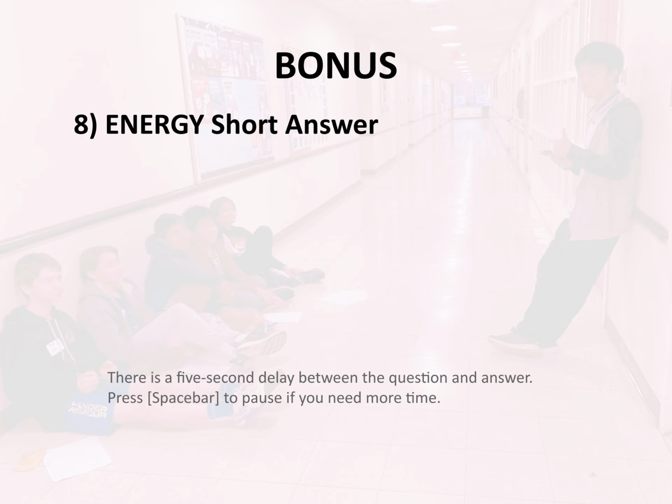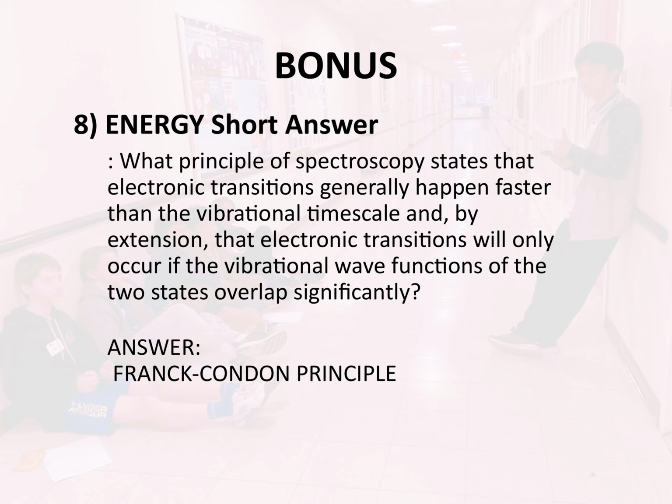Bonus 8. Energy short answer. What principle of spectroscopy states that electronic transitions generally happen faster than the vibrational timescale and, by extension, that electronic transitions will only occur if the vibrational wave functions of the two states overlap significantly? Answer. Franck-Condon principle.